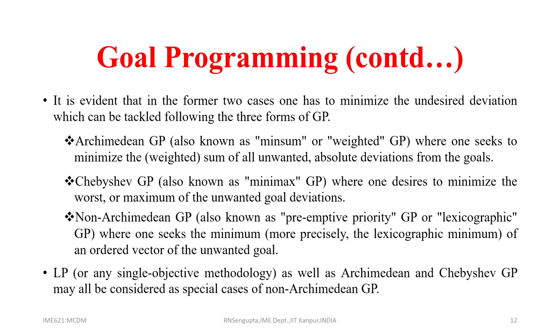Non-Archimedean concepts, known as the preemptive priority or the lexicographic norm, where one seeks the minimum, more precisely the lexicographic minimum of an ordered vector of the unwanted goal, such that you want to basically reduce your loss or try to increase your profit to the maximal level. When I am using the word profit and loss, it is in a very general sense. Something negative is a loss, something positive is a profit.